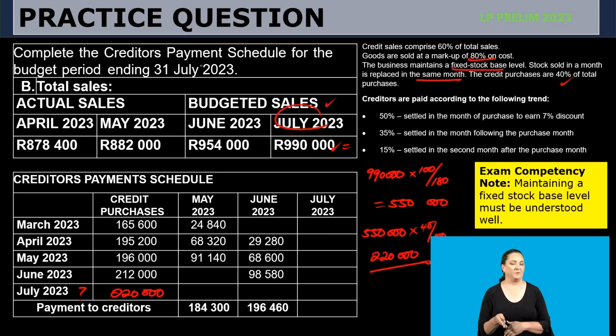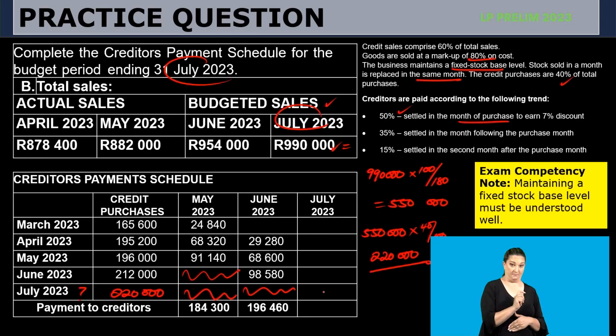We are doing for the month of July. So if I buy in July, will I pay in June? So you will see that here I'm not going to record anything. Okay, so if I buy in July, when do I start paying? 50% in the month of purchase. So the credit purchases in July, I will pay how much?